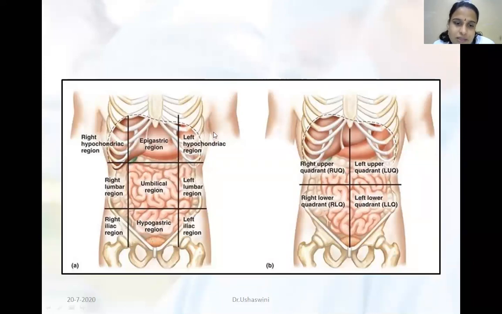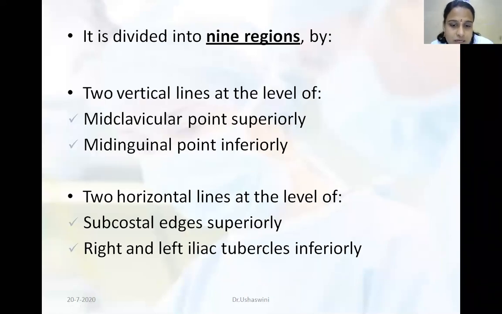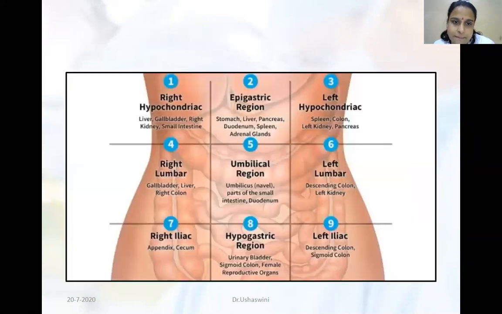You should not confuse this with the 9 regions of the abdomen, divided with 2 horizontal lines and 2 vertical lines. The vertical lines pass from the mid-clavicular point above to the mid-inguinal point below. The 2 horizontal lines are at the level of the subcostal edges superiorly, and the transtubercular line from the right to the left iliac tubercles inferiorly.